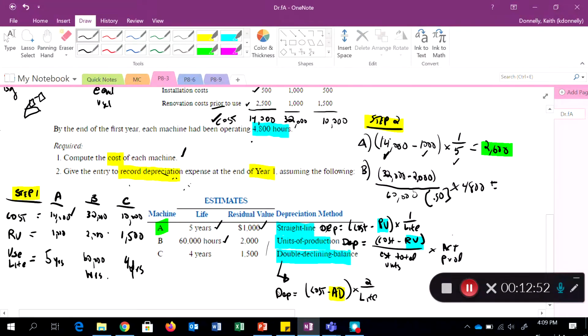So when we take it, that means we're going to have 50 cents per hour, which is basically this equation, times 4,800. That means our depreciation expense is going to be 2,400 for B. So 2,400 for B. Finally here, and we're getting cramped in space, so I'm going to do what everybody does in their notebook, right? When they run out of room, they just kind of draw the line of demarcation.